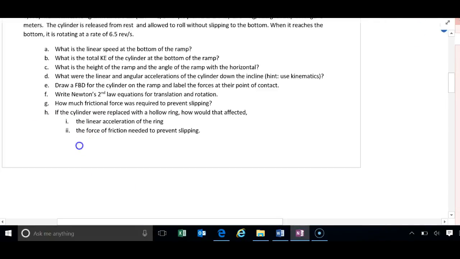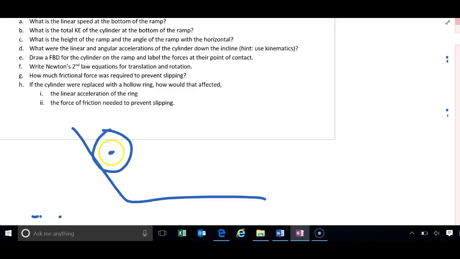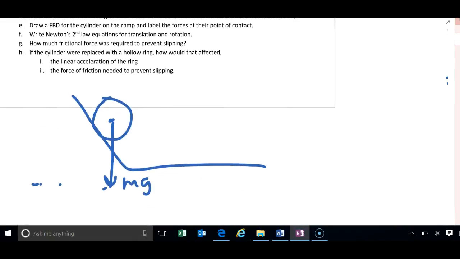Part F has us drawing the free body diagram on the ramp. So here's my ramp. Here are my forces. The first one, acting at the center, is gravity. Normal force acts at the surface and goes perpendicular to the surface. And then to make this roll, if it has a velocity this way, it better have a rotation that way. So friction has to go up the ramp. Also making sure friction is at the surface because it is a surface force.